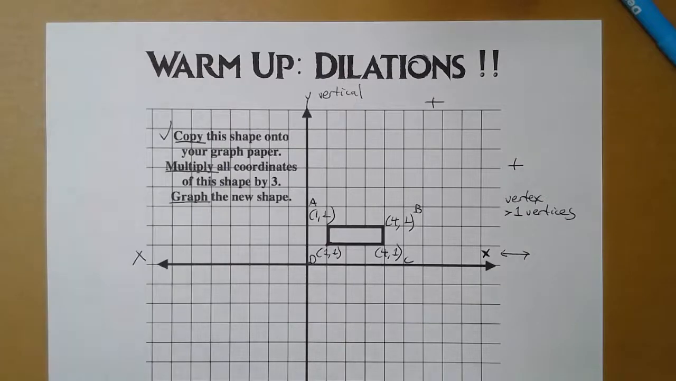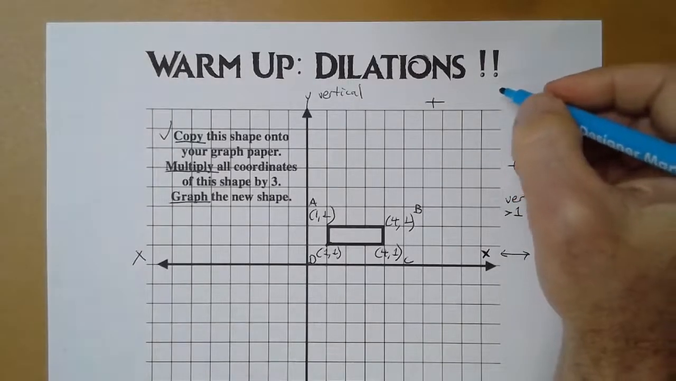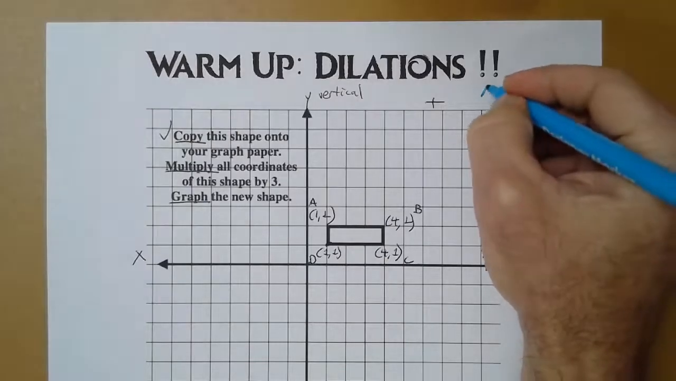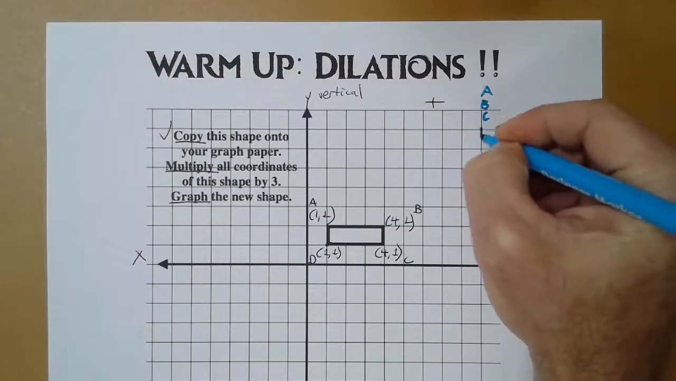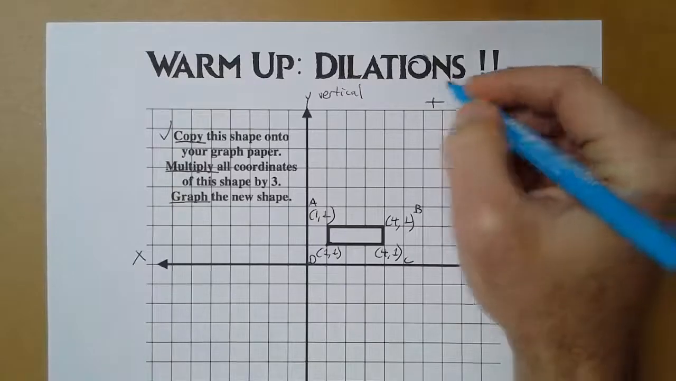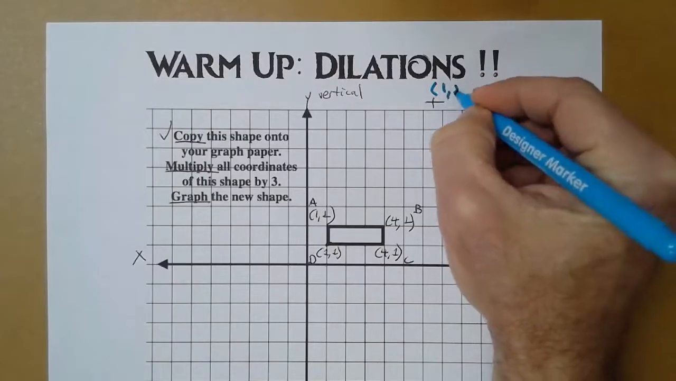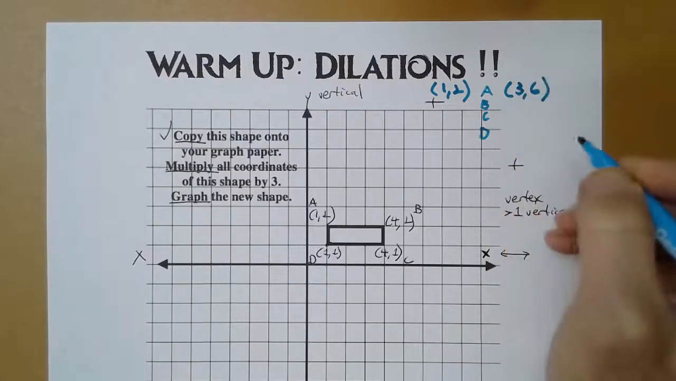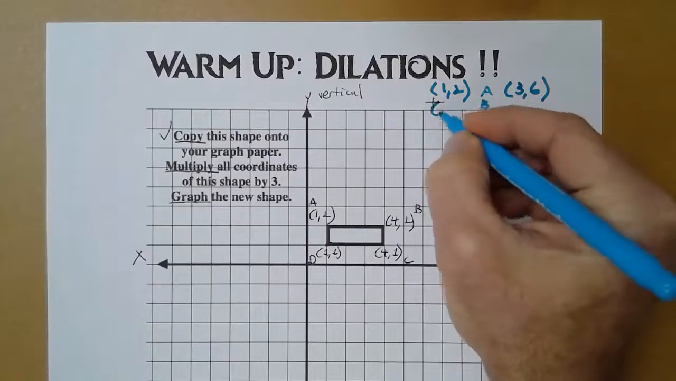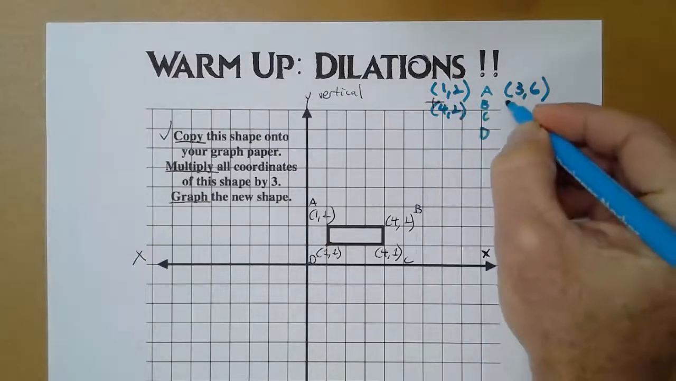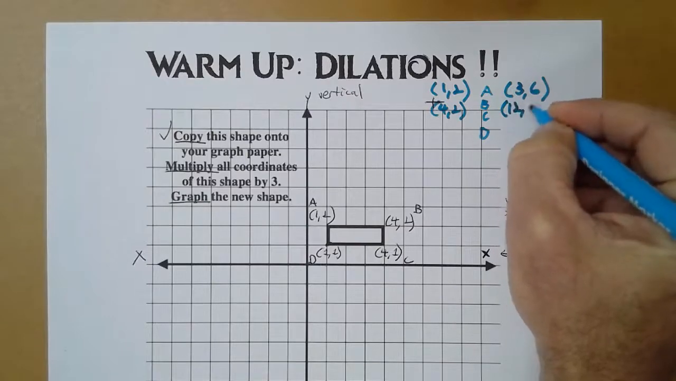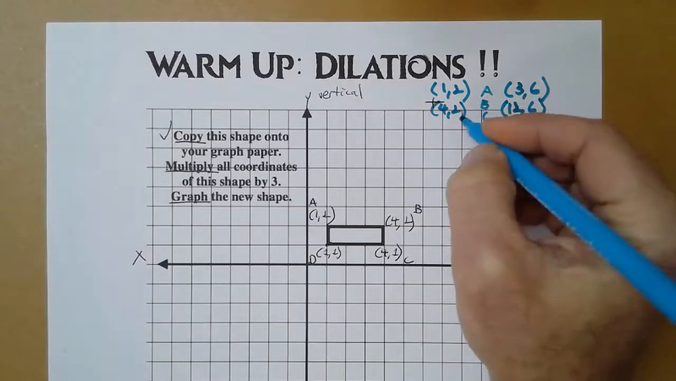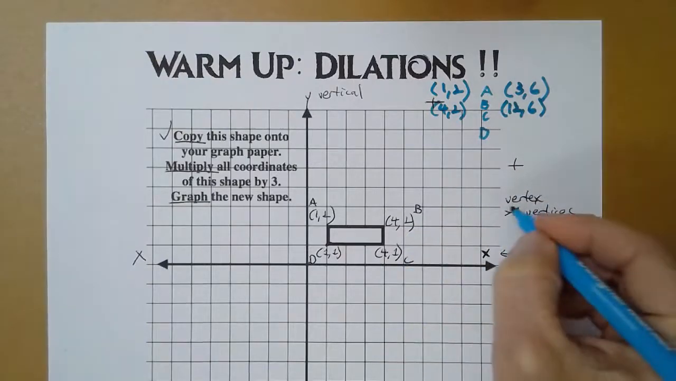And there's a notification. But if I go times 3 on everything, I'm going to show my work over here with blue. Yay! Okay, so if I go A, B, C, D, A is 1, 2. Multiply everything by 3. I get 3, 6. For B, I have 4, 2, everything times 3, I get 12, 6, because 4 times 3 is 12.